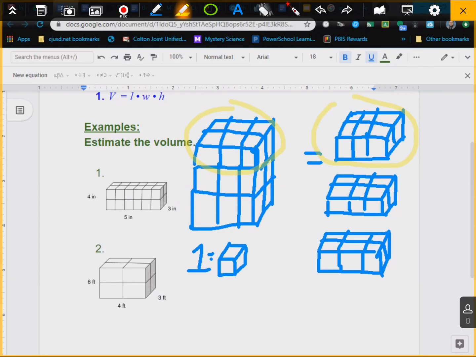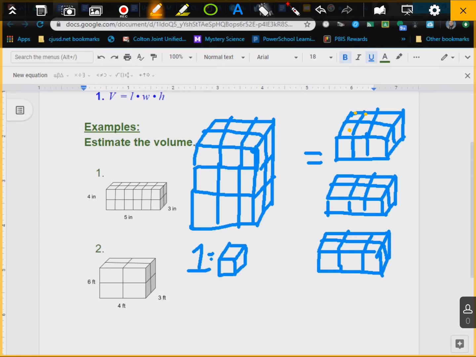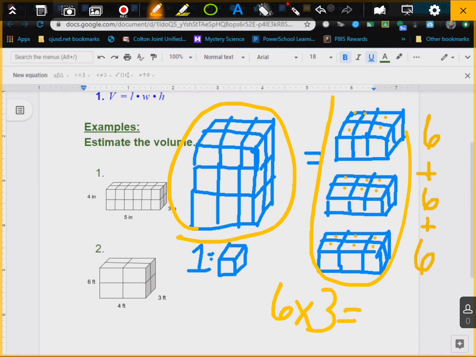Okay? So all you have to do is count the different cubic squares. So let's do that together. I see that there's 1, 2, 3, 4, 5, 6 here. 1, 2, 3, 4, 5, 6 here. 1, 2, 3, 4, 5, 6 here. Or I could also say that there's 6 here, plus the 6 here, plus the 6 here. Or I could even say 6 times 3. So the total volume for this thing, since it's the same as these, is 18 units cubed, or 18 cubic units. Okay? And that's really all it is.